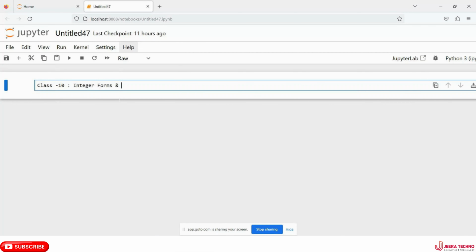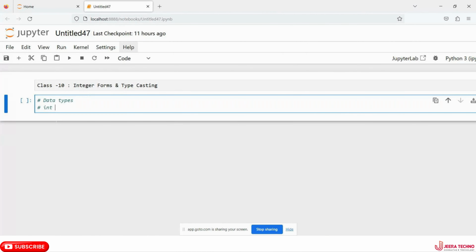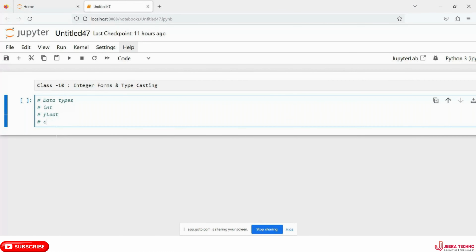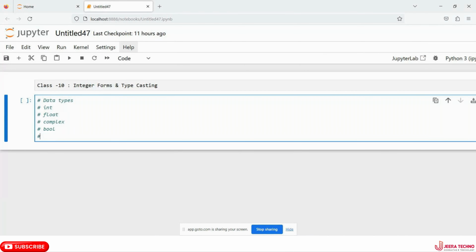And also we can have typecasting also. So, sir, what do you mean by integer forms in Python? We have data types. What are the data types? You can type in the chat box. What are the data types we have? Tell me. Integer, float, then complex, Boolean, bool, and then string. Right. These are the data types, right?